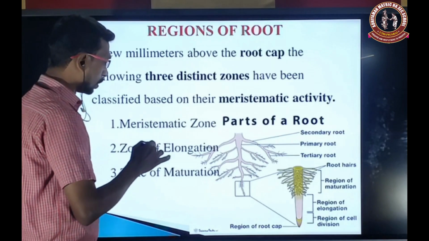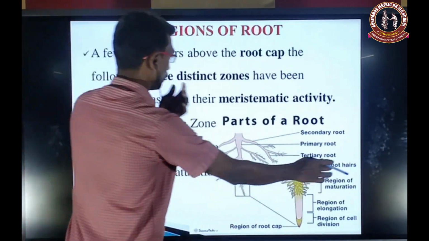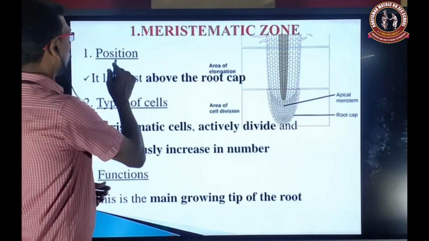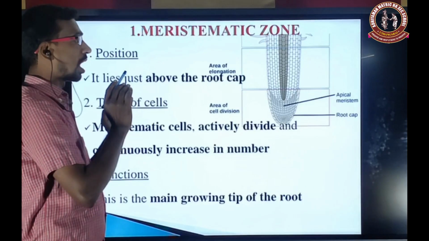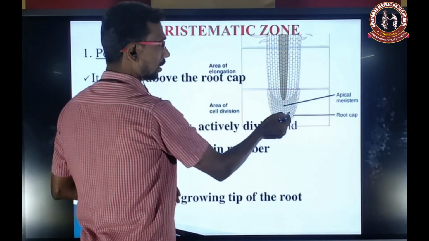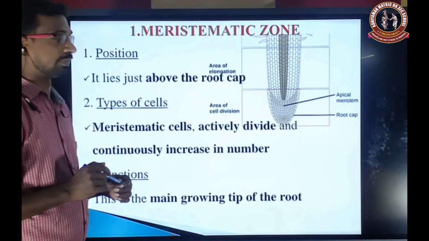Okay. So next we are going to see them one by one. Meristematic zone. First one, meristematic zone. Position: it lies just above the root cap. The meristematic region is present just above the root cap region.